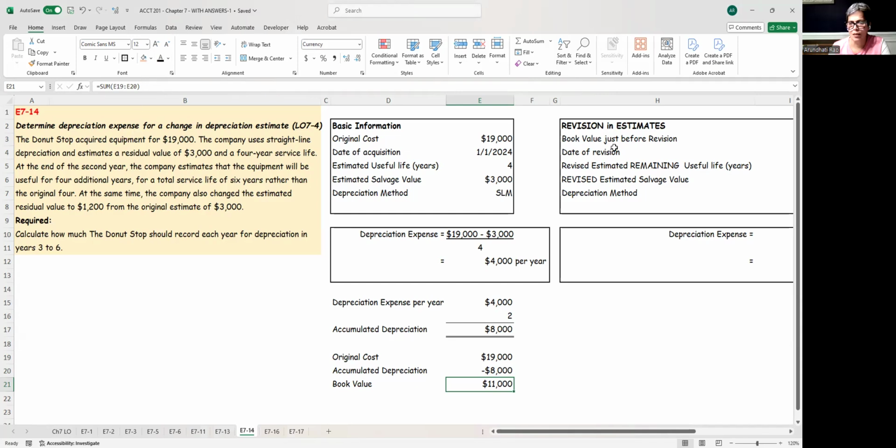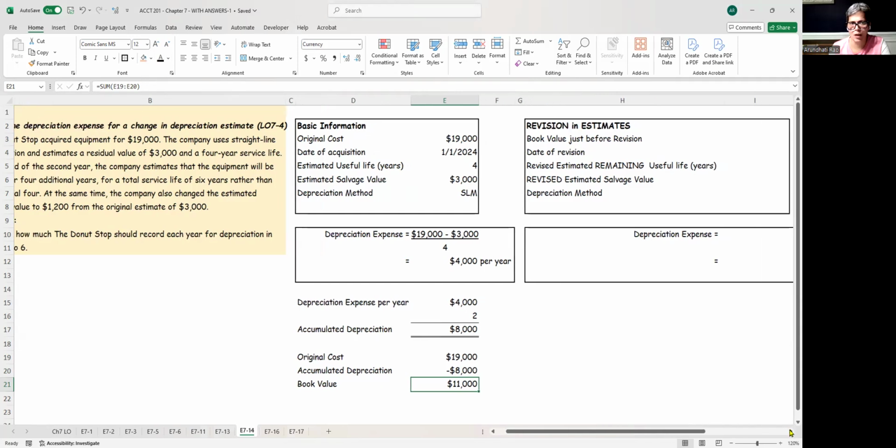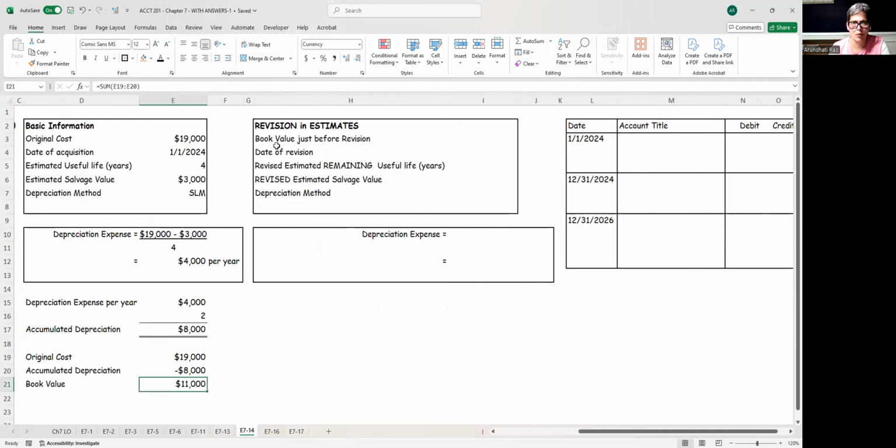Now I start my 3rd year, and this is when I make my revision. So let me write this down. Before I make my revisions, my book value is $11,000. That's what I figured out. Now I'm making my revision effective 1/1/2026. I bought the asset on 1/1/2024, so I had it in 24 and 25. I depreciated it at the rate of $4,000 per year, and now I'm making the change.